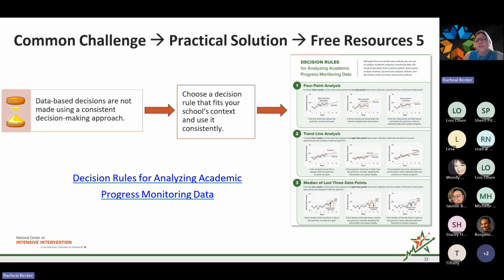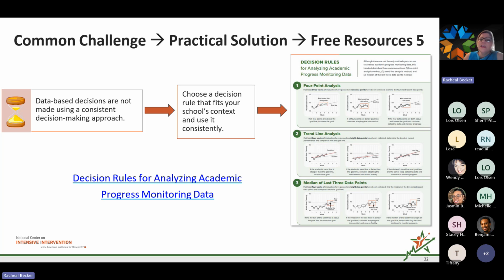Another thing you can use is trend line analysis. This looks at the overall pattern of growth over time. You compare the trend line to the goal line. If the trend is steeper, the student is exceeding expectations. If it's flatter, then the growth is not sufficient, so you would adjust the instruction. If they match, then you continue the plan. This is an accurate method, but it requires quite a bit of data.